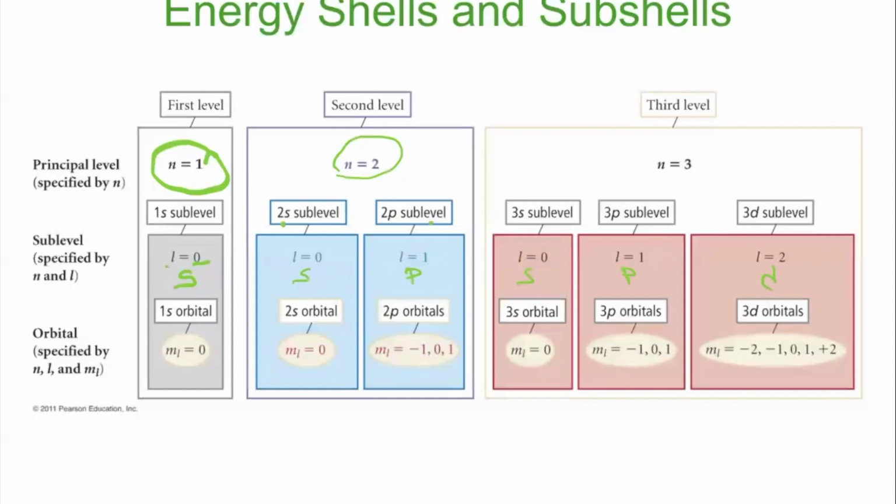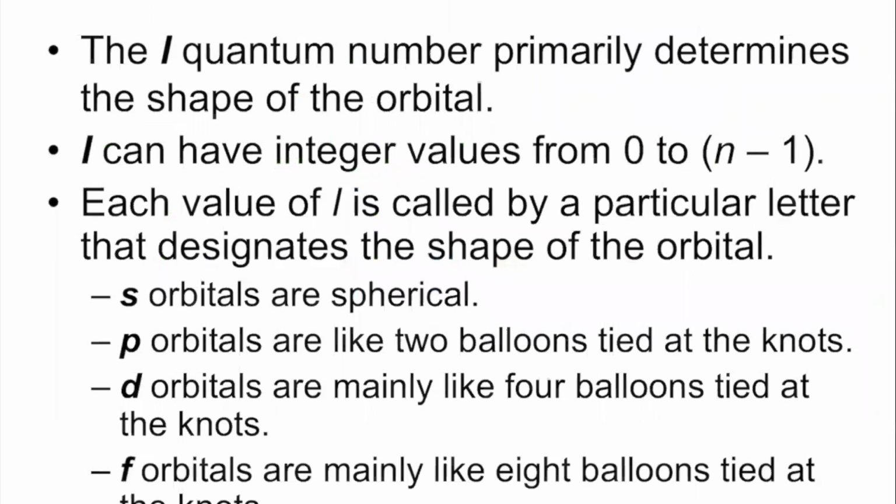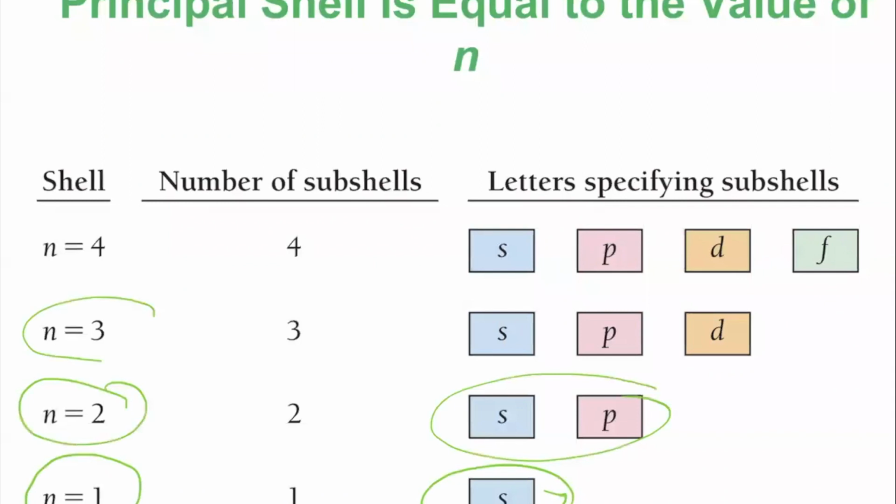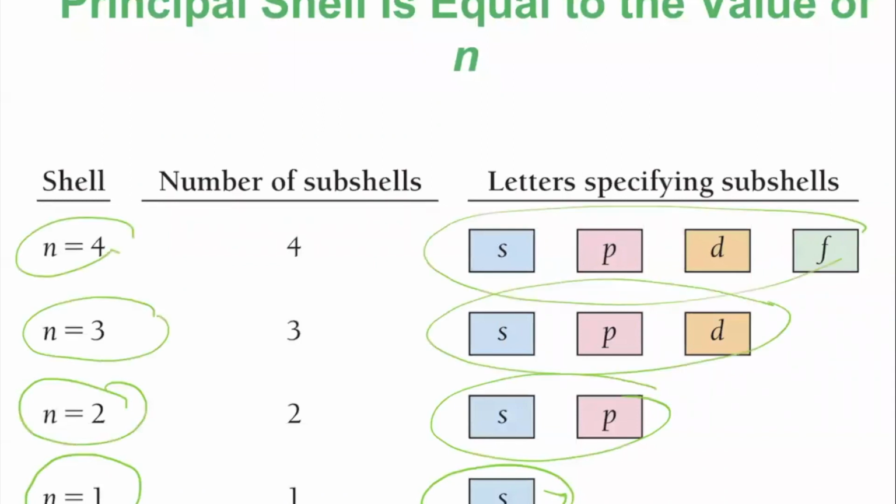And in each level, there's only a certain amount of electrons that you can put. And that's where the next chapter is going to come. So this is another table. Notice here, n equals 1. This is how many sublevels you can have, 1. n equals 2, you can have 2 sublevels. n equals 3, 3 sublevels. n equals 4, 4 sublevels.